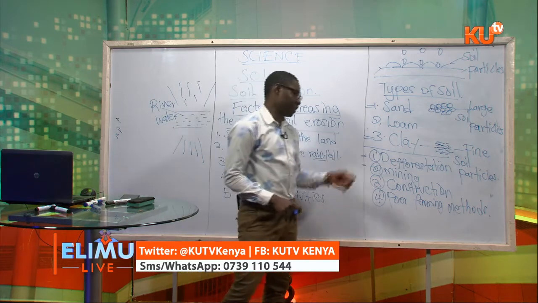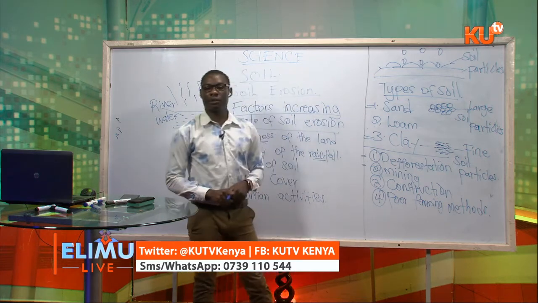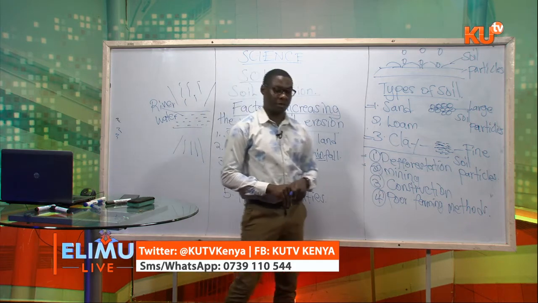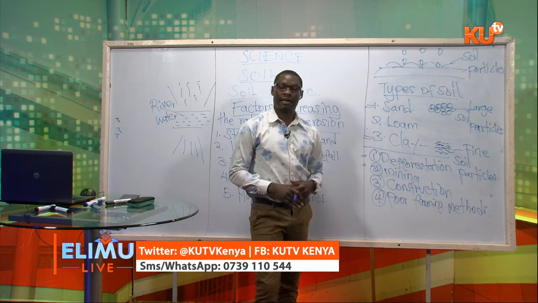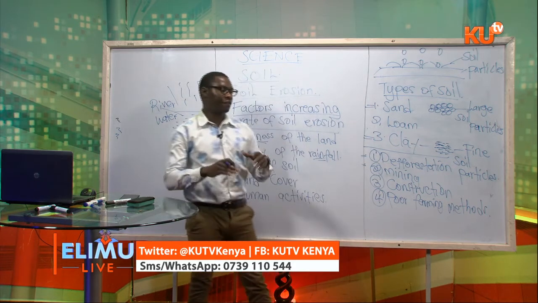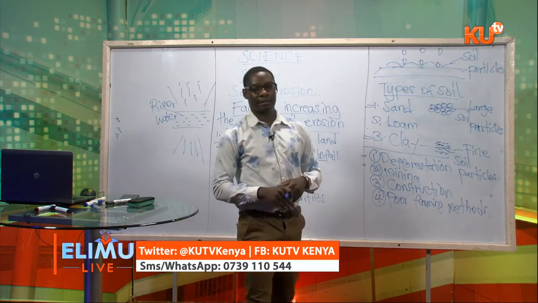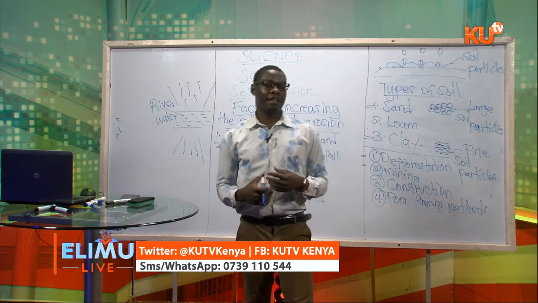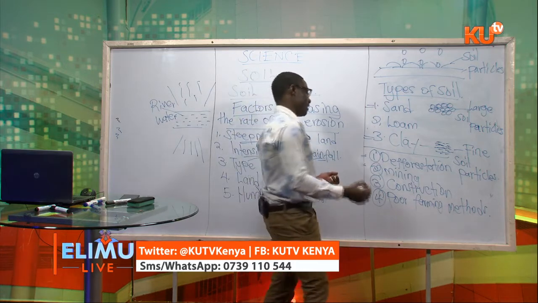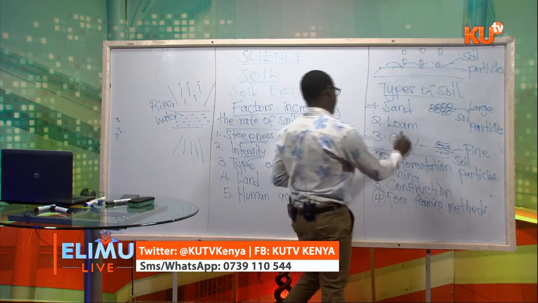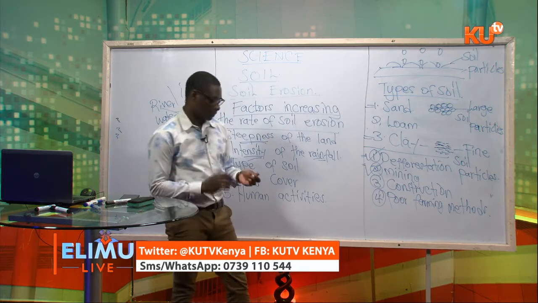We look at the first one, deforestation. Deforestation means cutting trees without replacing them. So when trees are cut, the ground is going to be left bare. When the ground is left bare, there will be no windbreakers to break the wind, and therefore soil erosion is going to be very high. That is deforestation.